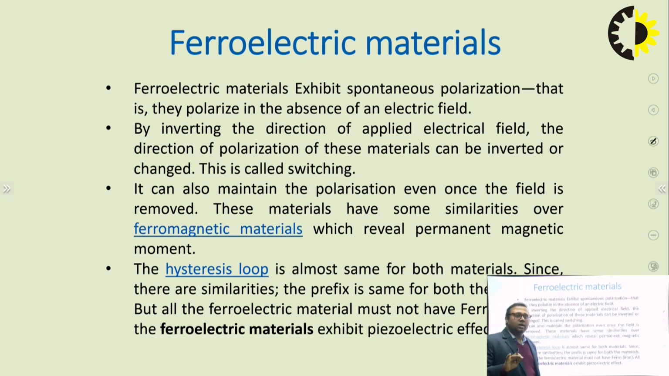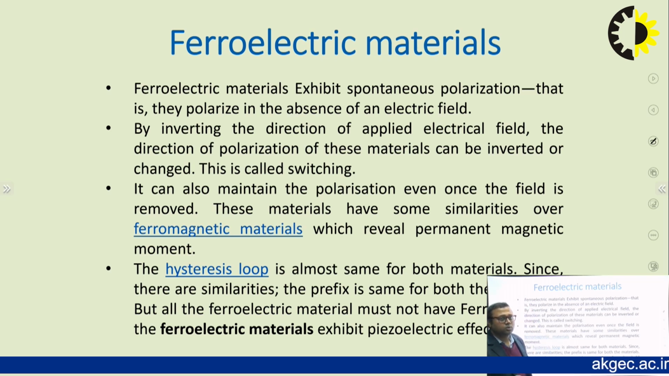If the material is not under the environment of an external field, then the material will behave just like that. If you apply the external field, it has been seen that the domains, plus and minus, align themselves accordingly. This property of the atoms which align themselves depending upon the external field is known as polarization, and this is also called switching. It can also maintain the polarization even once the field is removed.